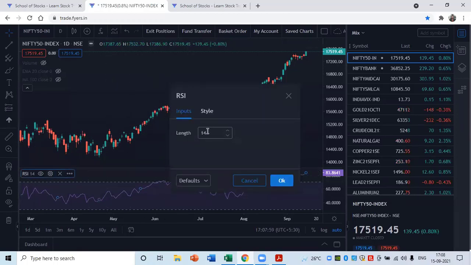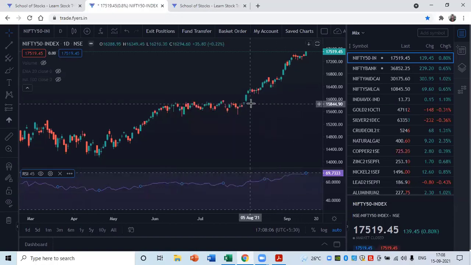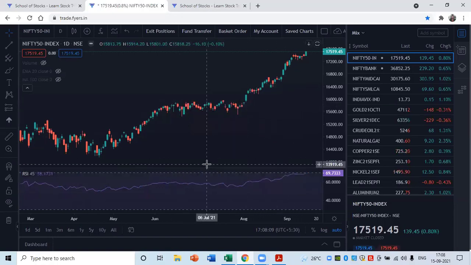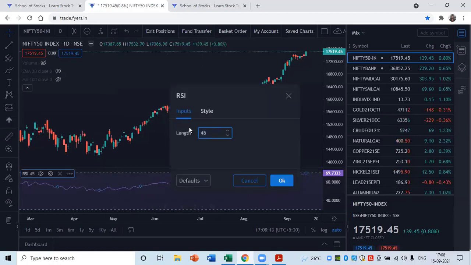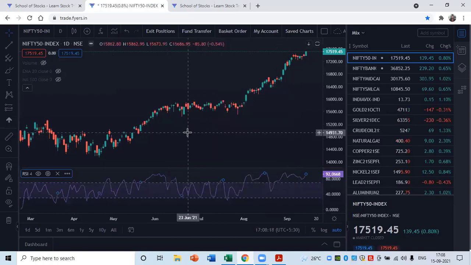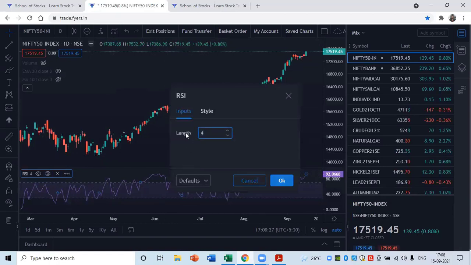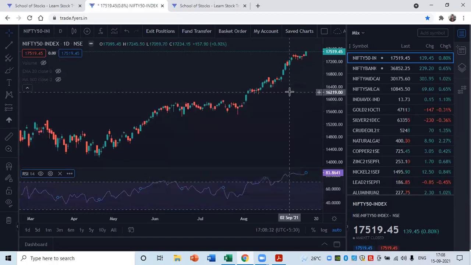So as I said, the default reading is 14 periods, but you can change it to, say, 45 periods. The moment I change it to 45, see, it becomes very less sensitive to price. So there's not much point changing it to 45. On the other hand, if I change it to, say, 4 period, then it tends to be very volatile. So it's frequently going above 70, it's frequently going below 30. So the best is to keep it to 14 periods, the default reading.